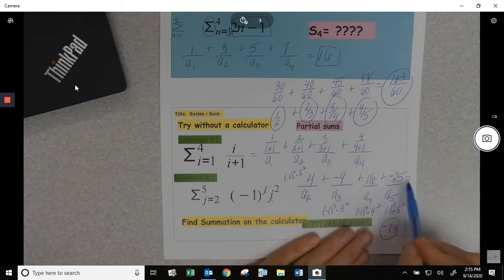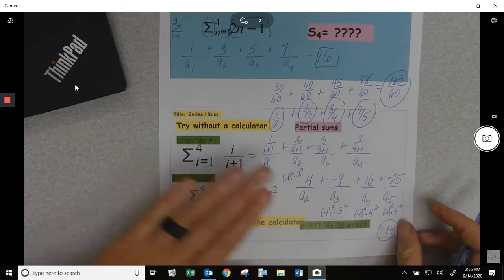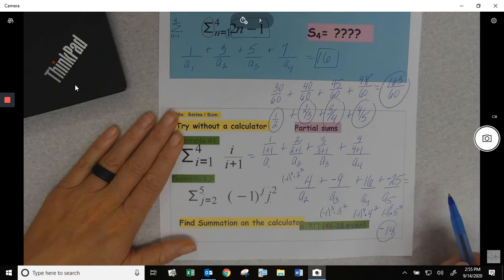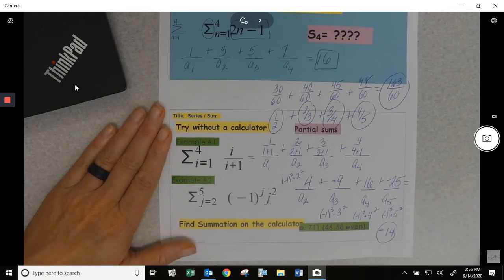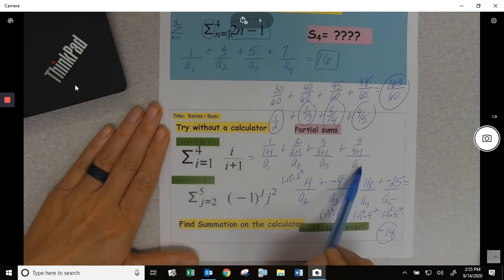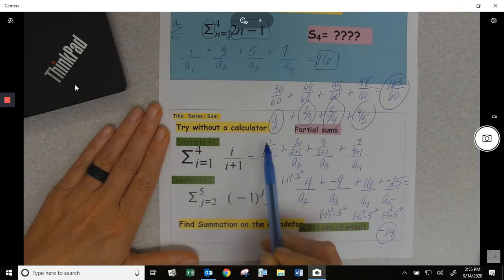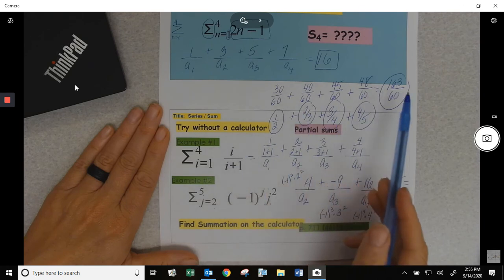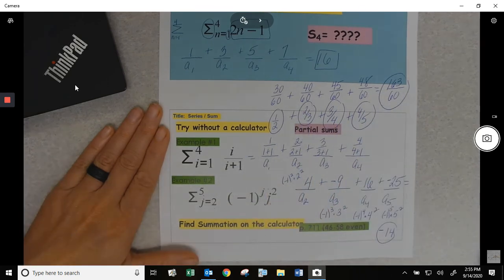I know you can just add that and put it all on your calculator, but this is just a little extra practice to make sure you're okay. Hope that helps. Regroup: starting term, ending term, find all of them in between, and be sure to add them. I'd like you to do it without a calculator as much as possible for extra practice.